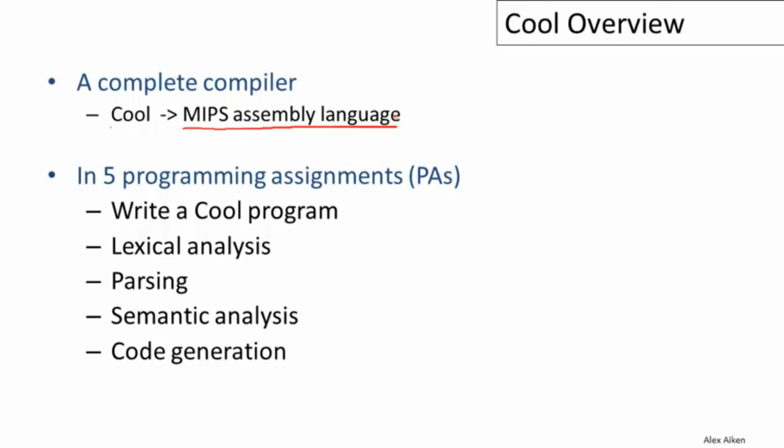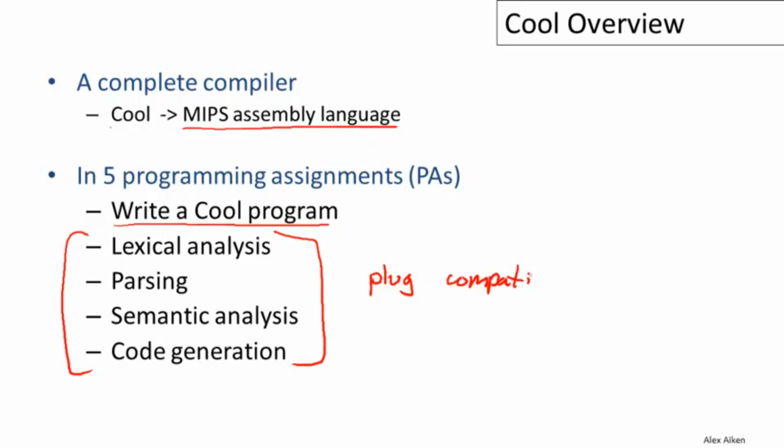The project is broken up into 5 assignments. First, you're going to write a Cool program, and that program itself will be an interpreter to give you a little bit of experience with writing a simple interpreter. And then the compiler itself will consist of the 4 phases that we discussed: lexical analysis, parsing, semantic analysis, and code generation. And all of these phases, I should emphasize, are plug compatible, meaning that we have separate implementations, separate reference implementations of each of these.